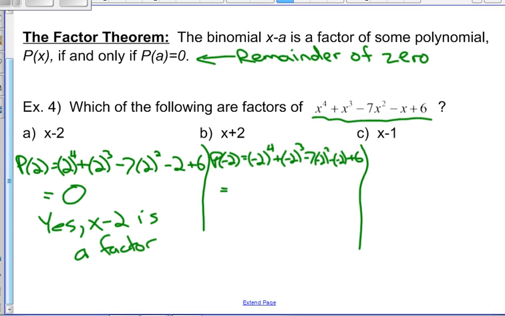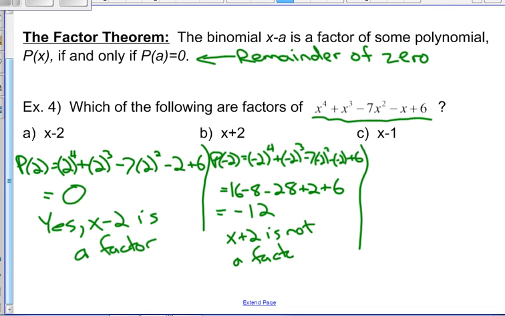Okay, that would give us 16 minus 8 minus 7 times 4 plus 2 plus 6. And you can see right away that the negatives outweigh the positives, or if you were to actually work it out, you get negative 12. So x plus 2 is not a factor because we didn't get 0. That's what we want for a factor.